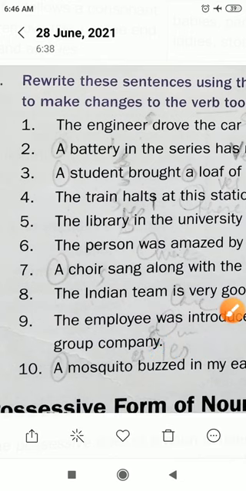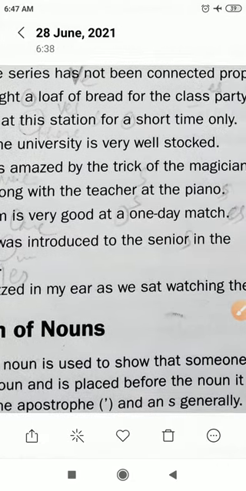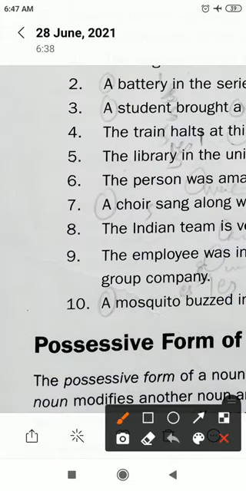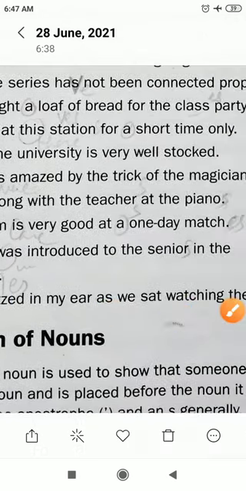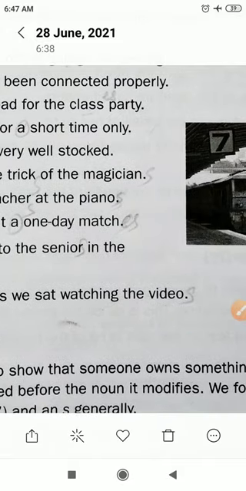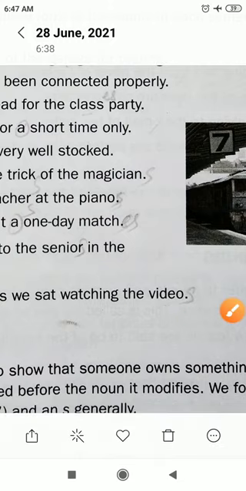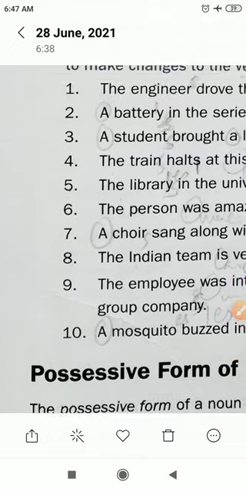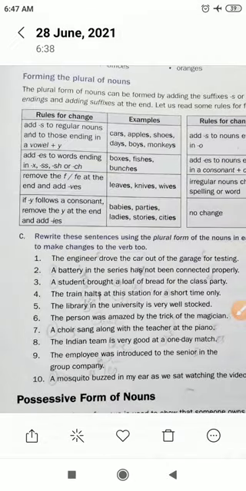Okay, in number 10, a mosquito buzzed in my ear as we sat watching the video. We will remove a mosquito: mosquitoes buzzed in my ear as we sat watching the videos. We write video, and in place of it we add s, videos. Okay, these are the explanations of these nouns, pronouns to form. Okay, now we see possessive forms of nouns.